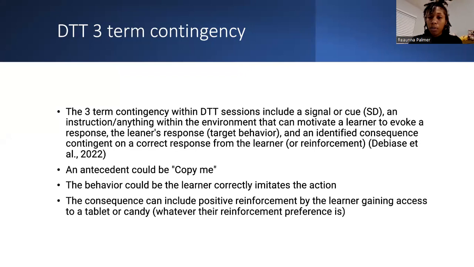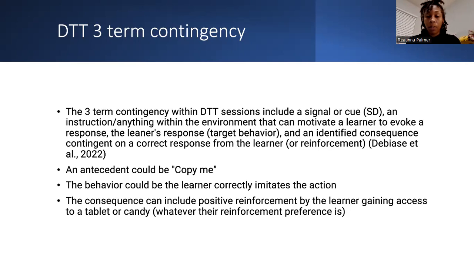The learner's response would be the target behavior. So it could be them correctly identifying what we're asking them to, or it could be that they're incorrectly identifying what we're asking of them. And thirdly, there's going to be an identified consequence contingent on a correct response from the learner, or reinforcement. So what they're gaining depends on what they correctly responded to.